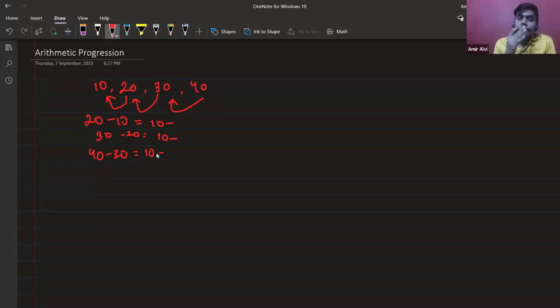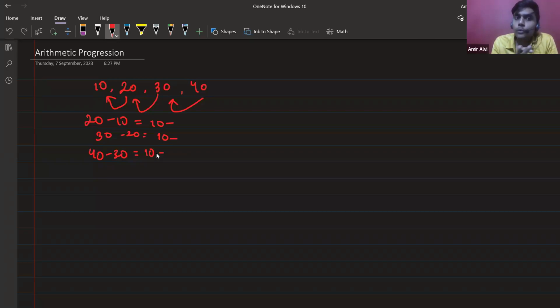So basically, that's called an arithmetic progression. If a sequence, or a pattern, has a common difference, a specific, constant difference, that progression is said to be an arithmetic progression. Is that clear to all of you? Any doubt in it? No, sir. Sure?